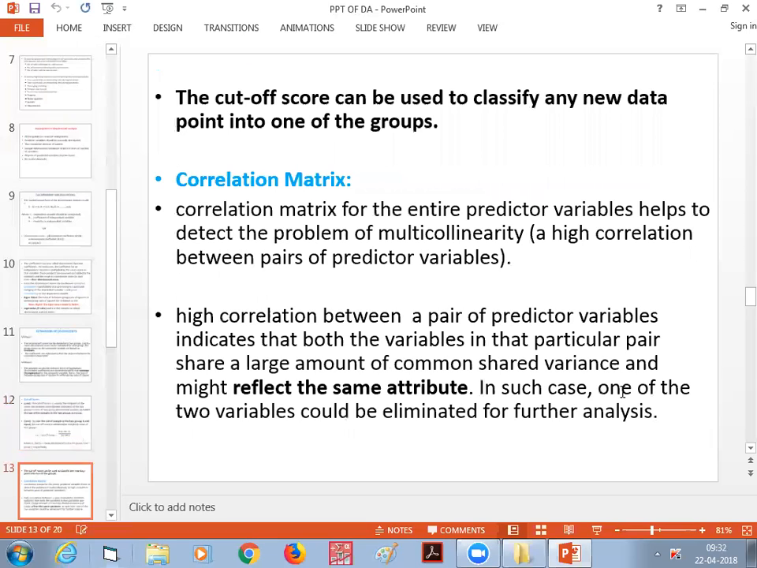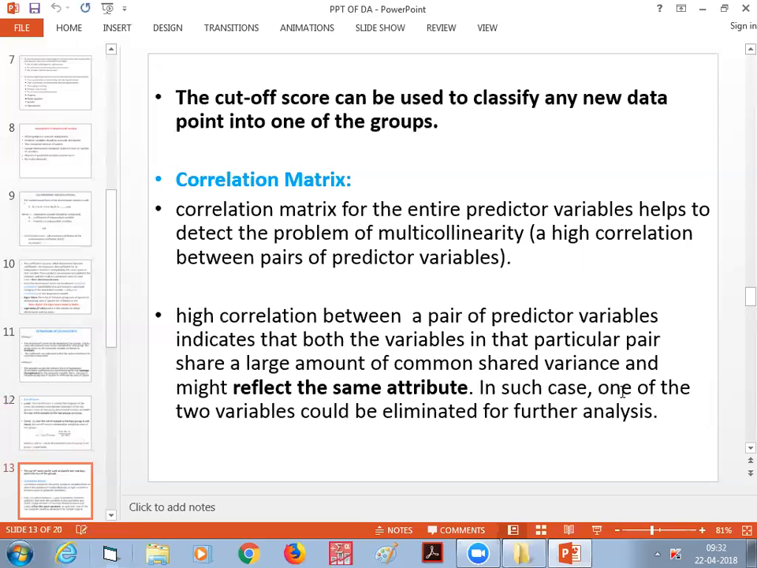Usual correlation means what? Suppose the relationship between any two variables. Now here, what is the difference in the correlation matrix? See, correlation between what and what? The correlation matrix for the entire set of predictor variables helps to detect the problem of multicollinearity. That means, let us say that you have 5 variables here and 5 variables here. You will get the correlation matrix.